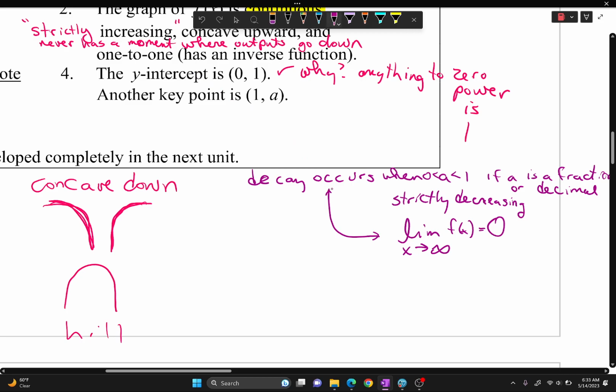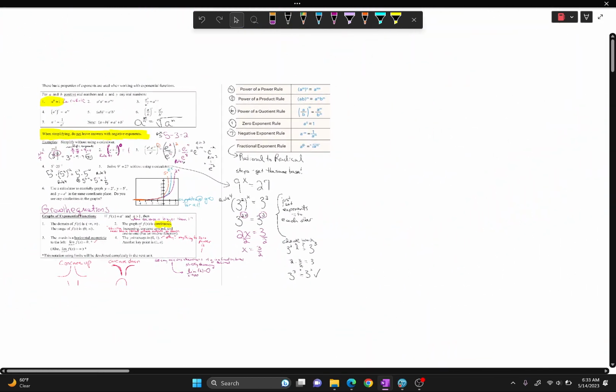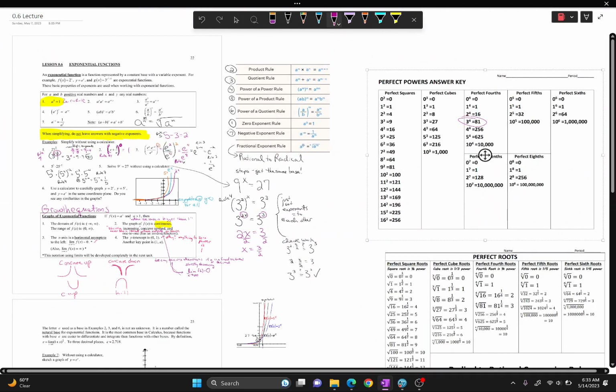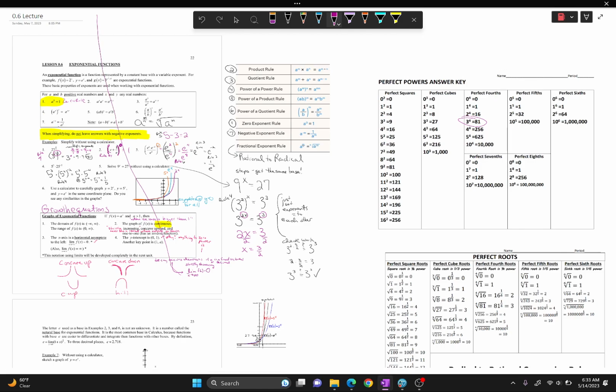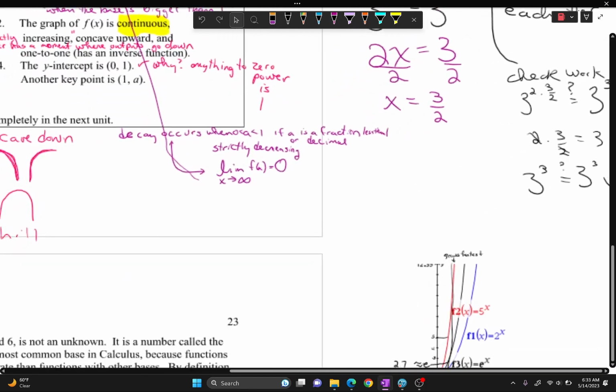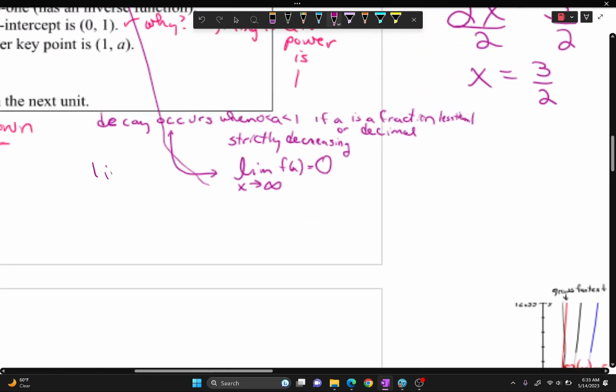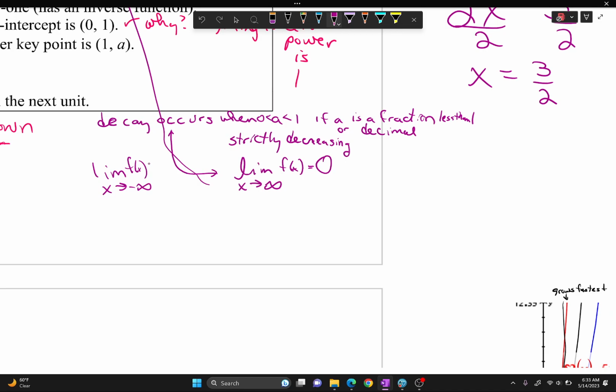I know it grows so fast that you feel like it just goes straight up, but you have to kind of zoom out, and once you zoom out, you're like, oh yeah, eventually it is going to reach over here. As x gets bigger, y is getting bigger, which means the limit of f of x as x approaches negative infinity will be positive infinity.